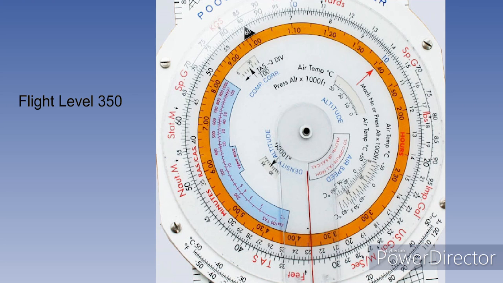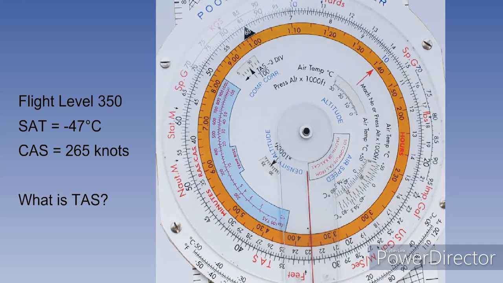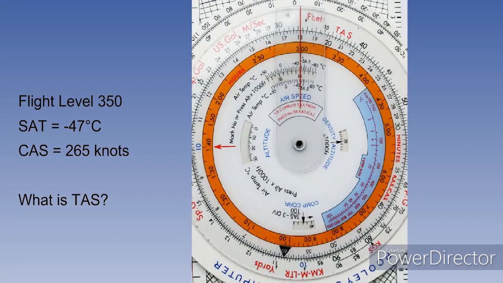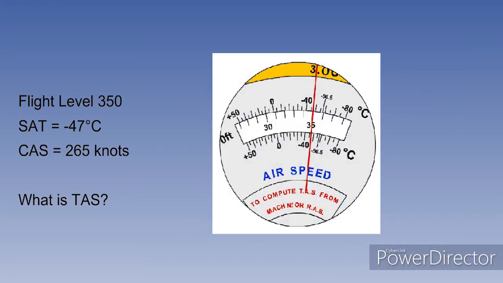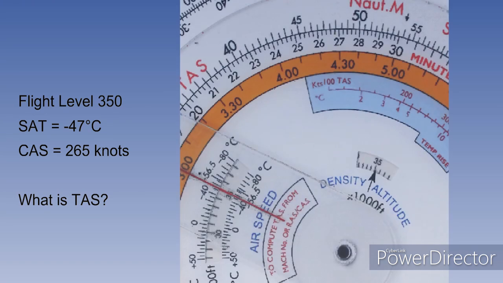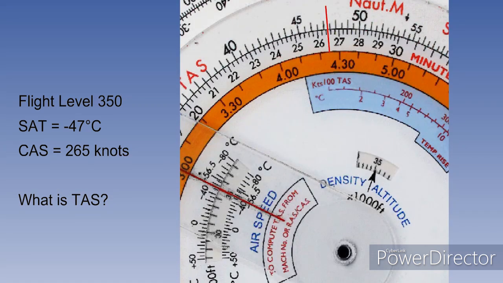We are at flight level 350. The static air temperature is minus 47, and the CAS is 265 knots. What is the true airspeed? Start by calculating the TAS from CAS in the usual way. In the airspeed window, set flight level 350 against -47 degrees Celsius. Find 265 knots on the inner scale. Now read off the number on the outer scale. What do you get? You should have 473 knots TAS.